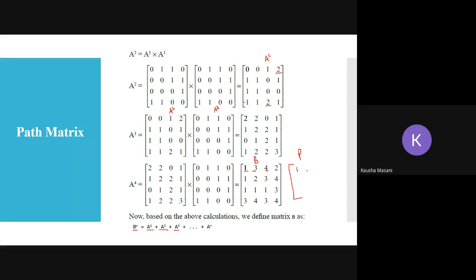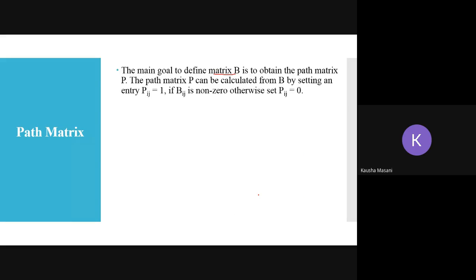At 0, 1, again I have a non-zero value, so path matrix value 1. At 0, 2, non-zero value, so path matrix again 1. Suppose here it was 0, then path matrix at 0, 4 will be 0. Like that you are going to fill each and every ith row and jth column for your path matrix. So that's what this sentence says.